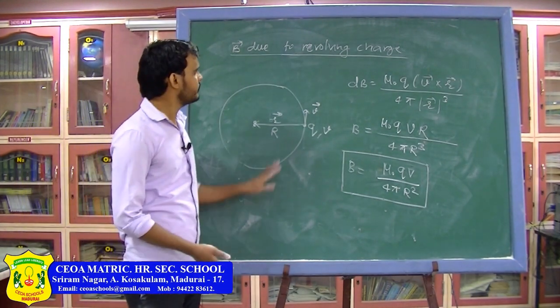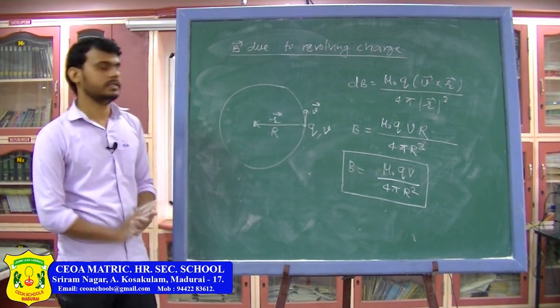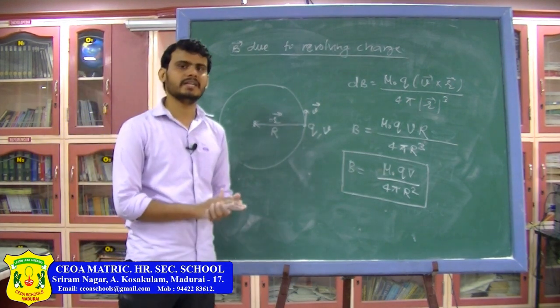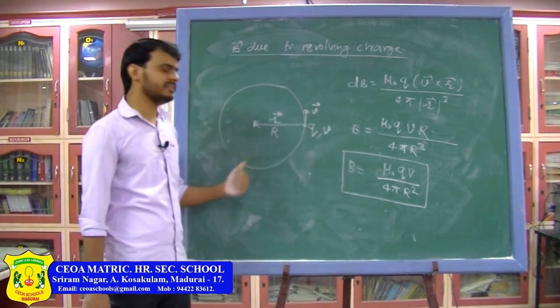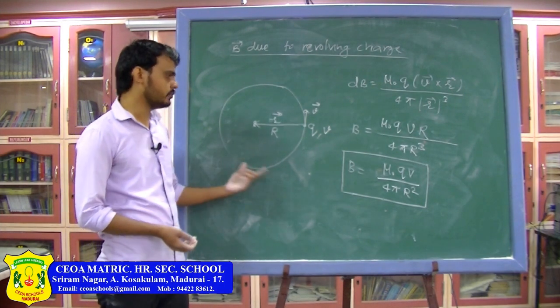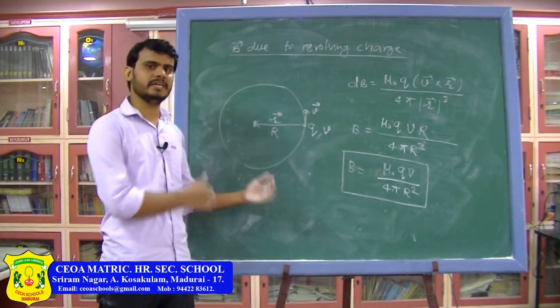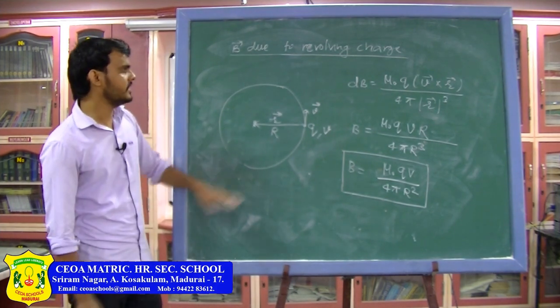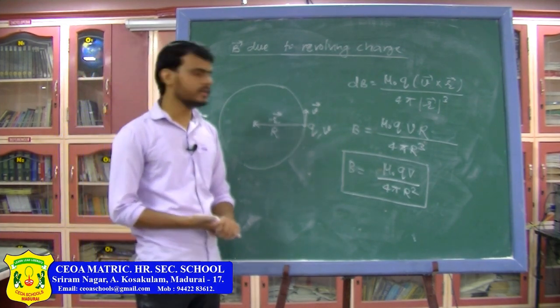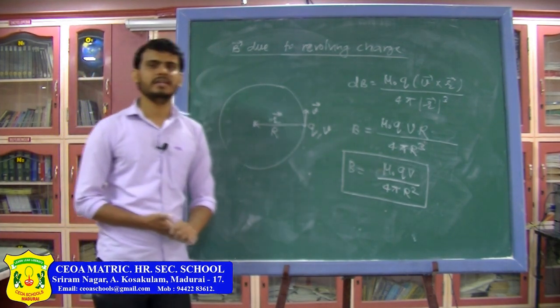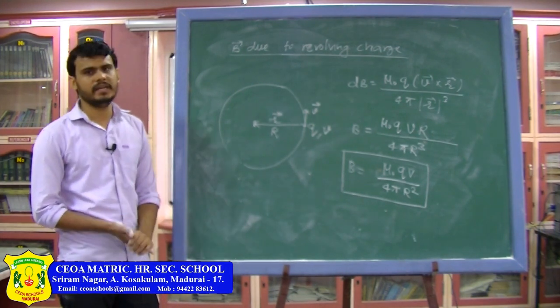So with this we are going to stop today's class. In the next class we are going to start another section of this chapter, which is magnetic force. First we are going to find the magnetic force on a moving charge and we are going to proceed further. Till now we have just talked about the magnetic field. The only difficult part in magnetic field is the direction, how to find the direction of the magnetic field.